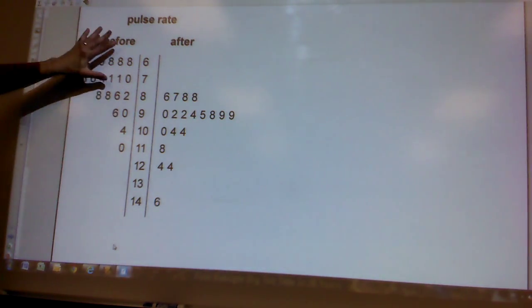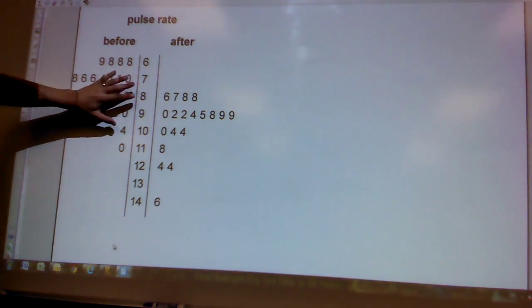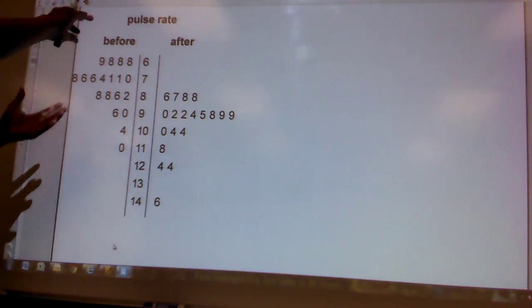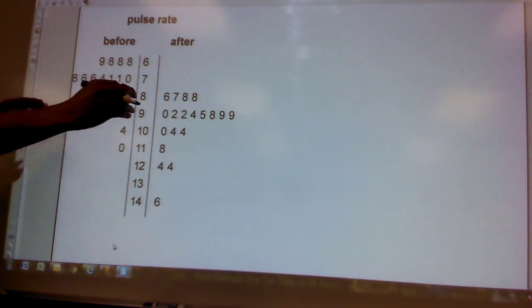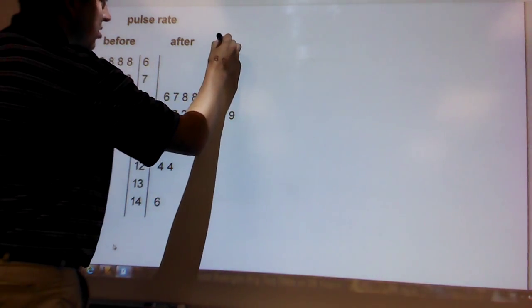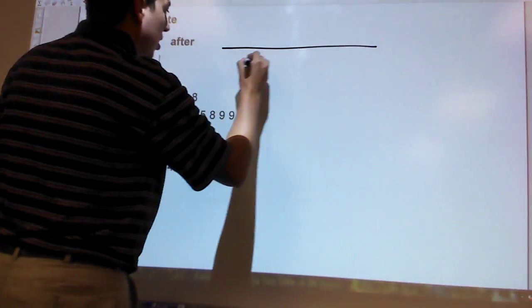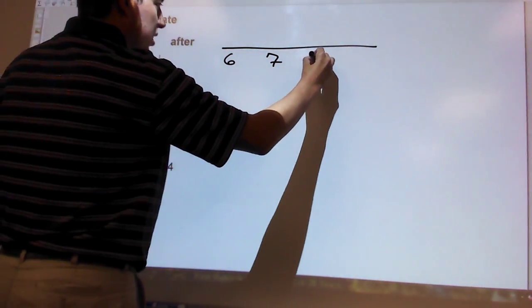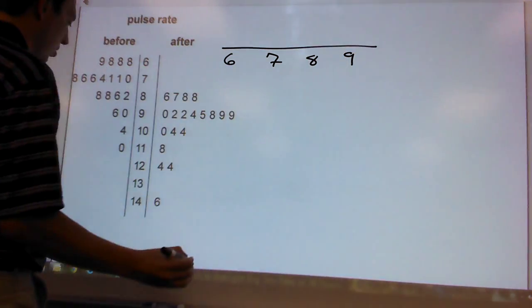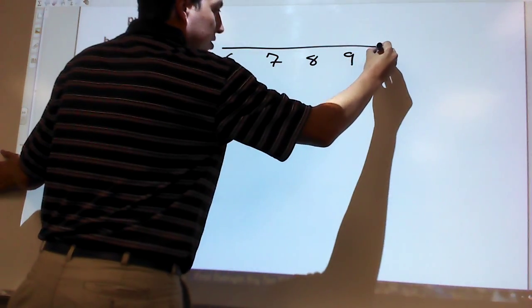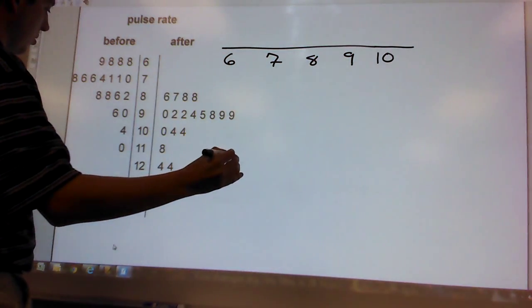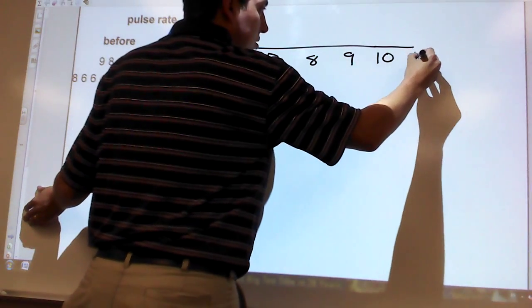It is hard to see when it's like this. It's going the opposite way. So what I like to do is kind of move it on its side. So if I move this on its side, I go 60s, 70s, 80s, 90s, and then 100, 110s.